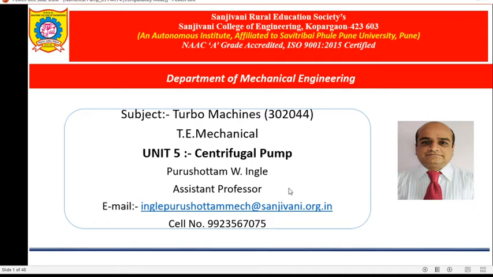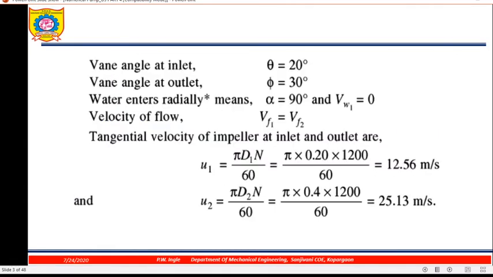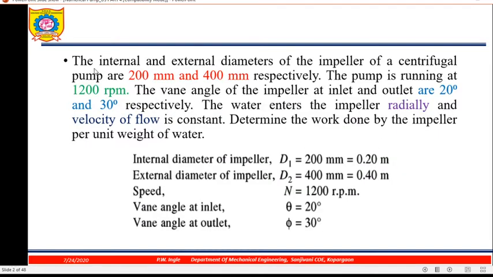So today we'll discuss numericals on centrifugal pumps. I'll read the statement of the numerical. The internal and external diameters of the impeller of a centrifugal pump are 200 mm and 400 mm, respectively.